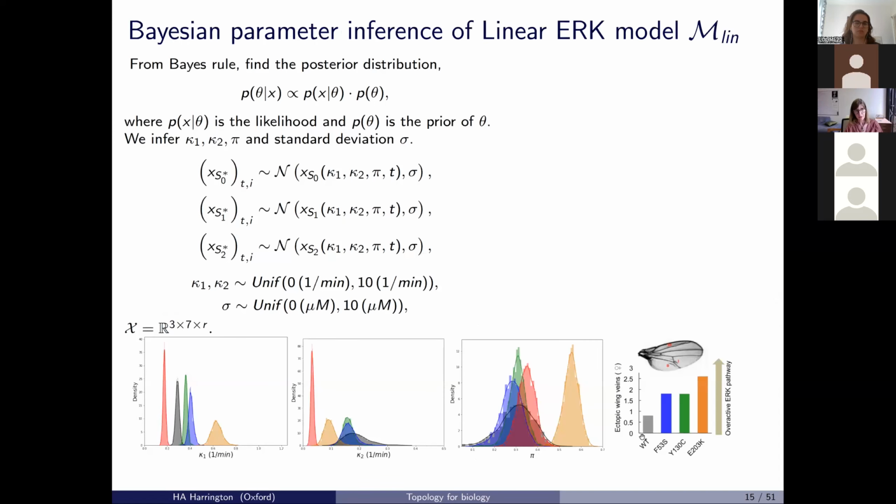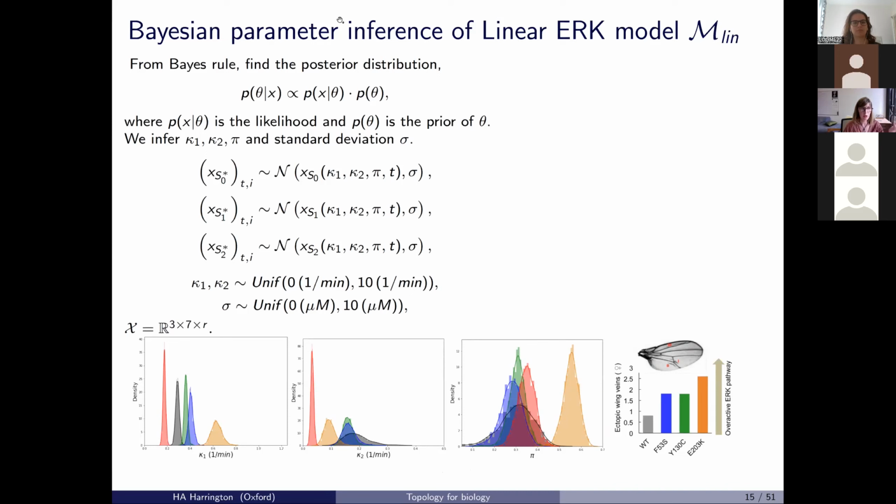Okay. So then we can use Bayesian parameter inference once we know that our model is both structurally and practically identifiable. We can infer the parameters, and we can do that for each of the different mutants.